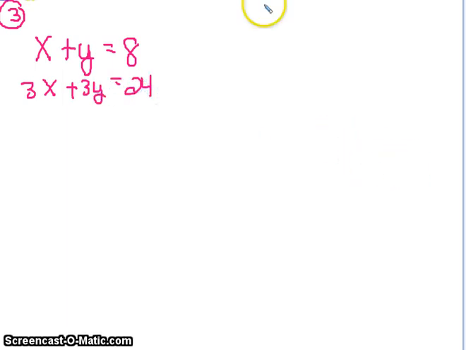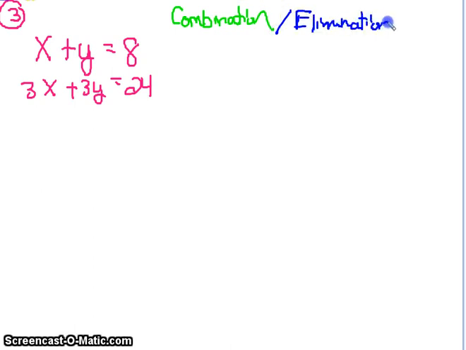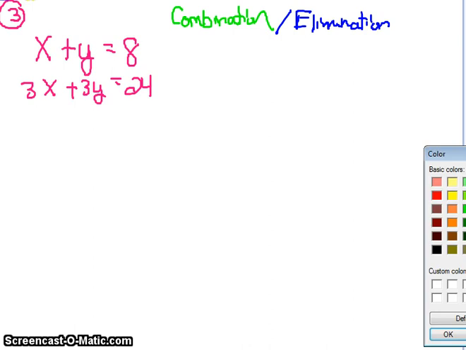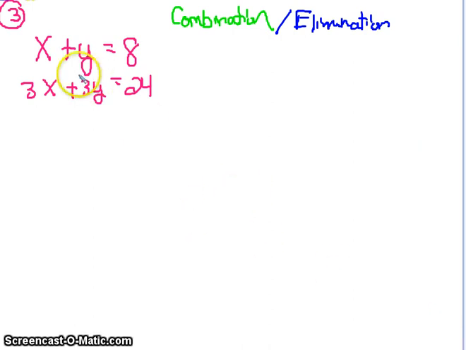We want to combine, but when we combine right now, nothing eliminates. The whole word, combination, elimination, we don't have anything eliminating. So that means we've got to multiply. I'm going to multiply my top equation by -3. Because if I have a 3x, the opposite is -3x. So that gives me -3x. This is going to turn into -3x minus 3y equals -24.